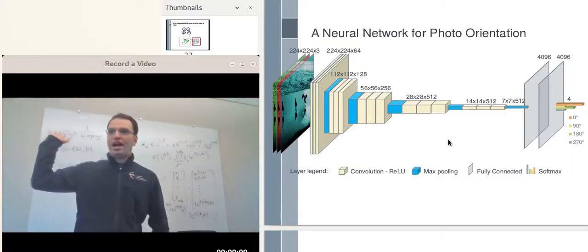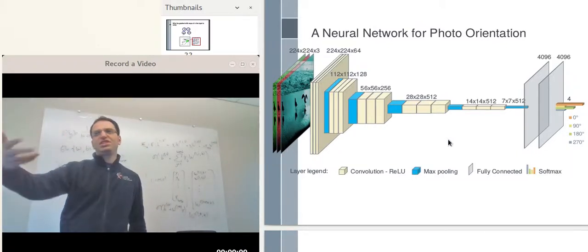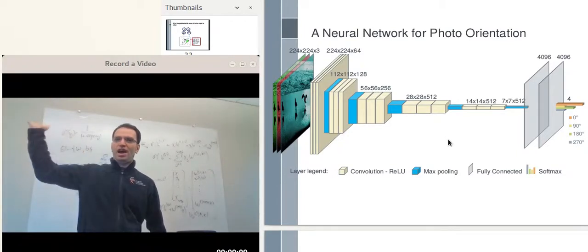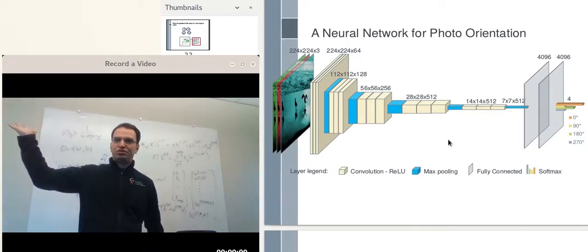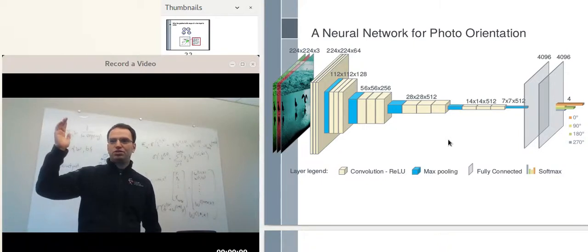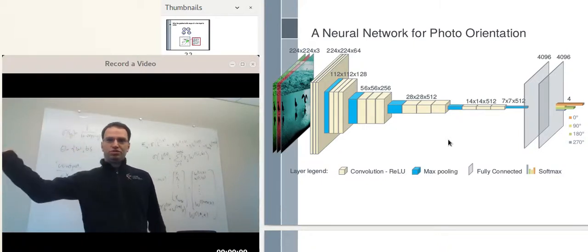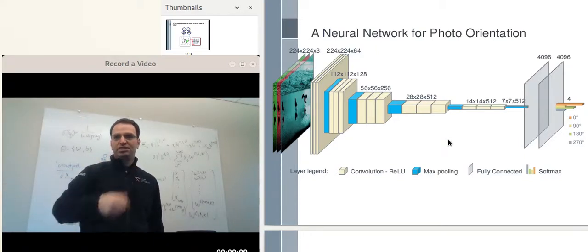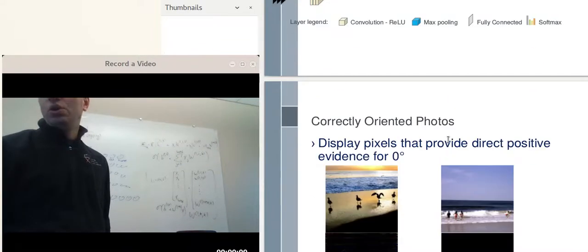The network has 4 outputs. The details here are not really important, but they're displayed in the picture. You have one output that corresponds to 0 degrees, which means the photo is already oriented correctly. 90 means this way is up, 180 means this way is up, 270 means this way is up. So we trained it.